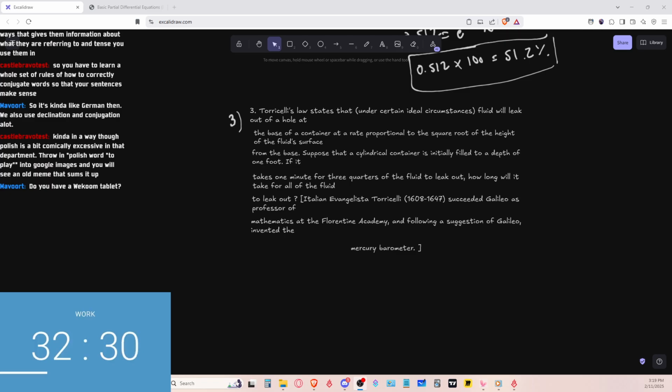Okay, back to the problem. It states that under certain ideal circumstances, fluid will leak out of a hole at the base of a container at a rate proportional to the square root of the height of the fluid surface from the base. Suppose that a cylinder, so let's draw this out actually. I think we'll just draw a hole here.